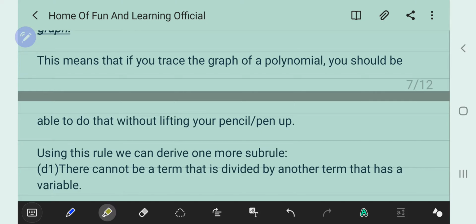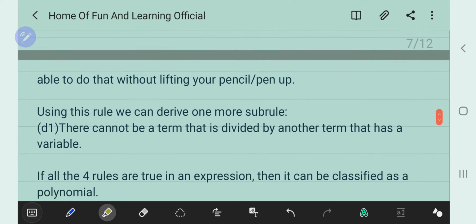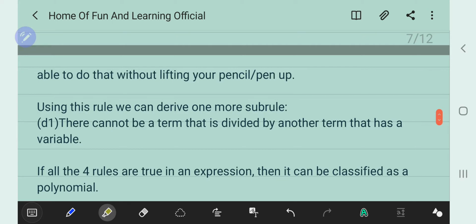So there cannot be a term. A term can be a constant. Okay, if you also divide a constant by another term, that also creates discontinuities in your graph. I will explain later what I mean by that. Okay, so if all the four rules that are mentioned above are true in an expression, then you can call it a polynomial.